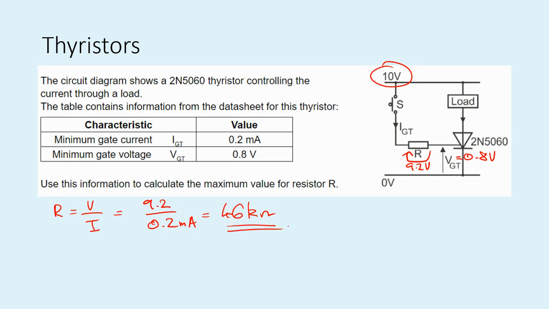This is the maximum value. So if you're looking in the E24 series, you should choose a lower value. Because if you choose a higher value, it comes back to this V equals IR idea again. If you choose a bigger value, you end up with a lower current because the voltage is fixed, so you end up with lower than the minimum gate current to turn it on. So that's the kind of question you might get: what kind of resistors do we need to put into our circuit so that it works? You don't want too big a value because you can damage the thyristor.